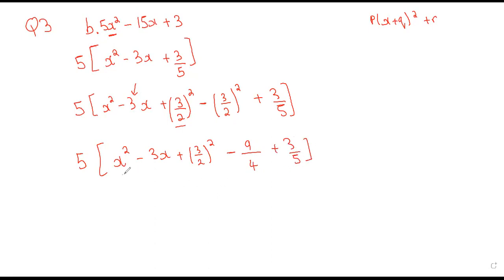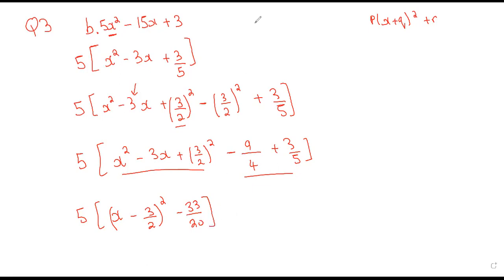And now this is going to be a complete square. So that would be x minus 3 by 2 whole square. And then this fraction would be what? You can just use your calculator and tell me the values, or you can take the LCM. Minus 9 by 4 plus 3 over 5. This is minus 33 over 20.